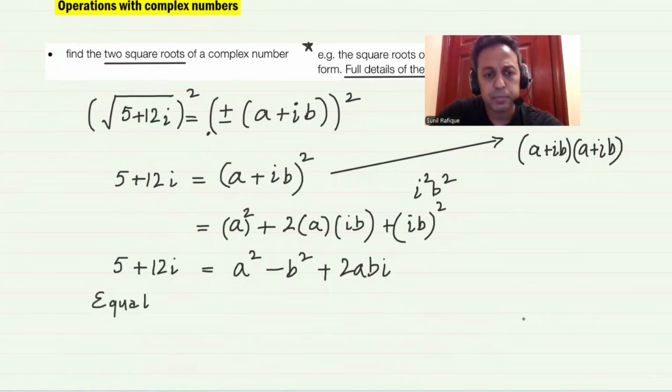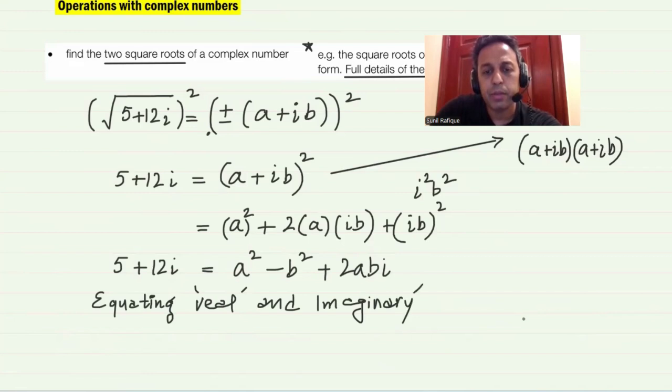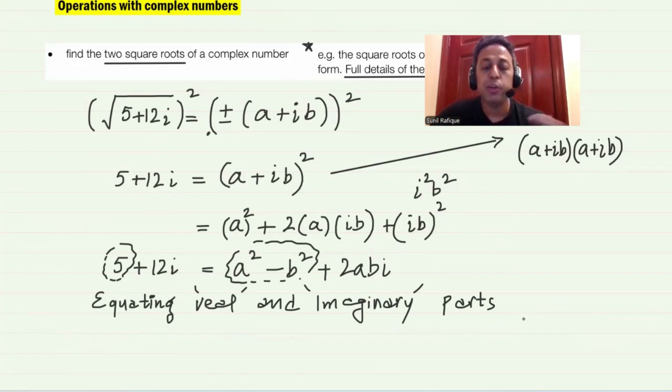Equating real and imaginary parts. You might be wondering what it means to equate real and imaginary parts. So look at this. We've got a 5 on the left-hand side and a squared minus b squared. How do we know this is the real part? Because it doesn't have the coefficient of i, right?